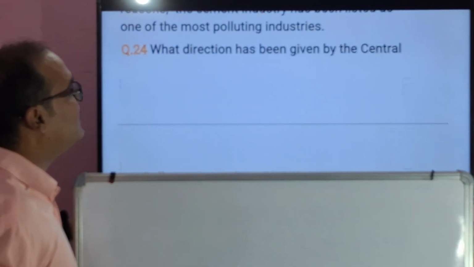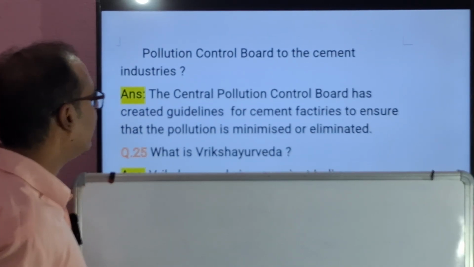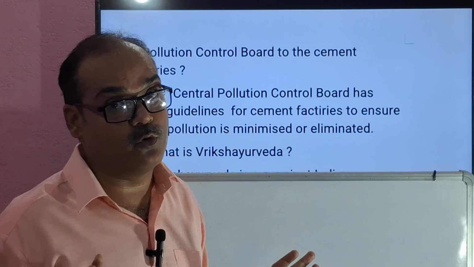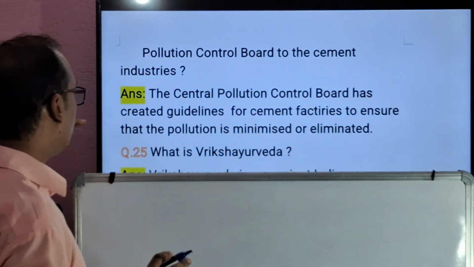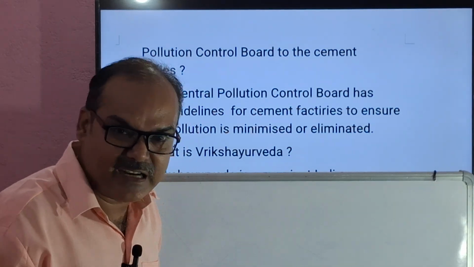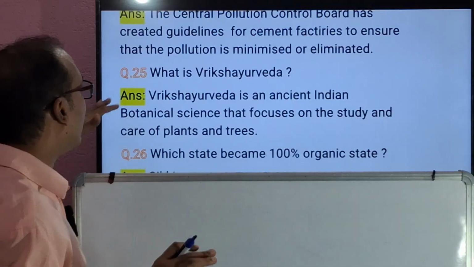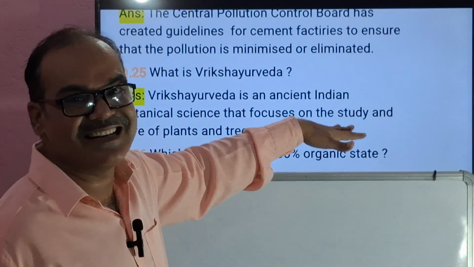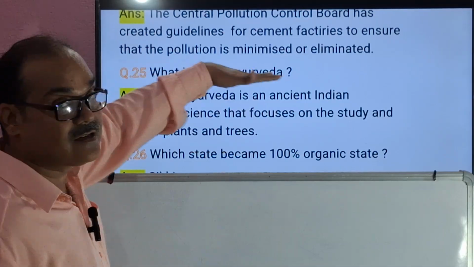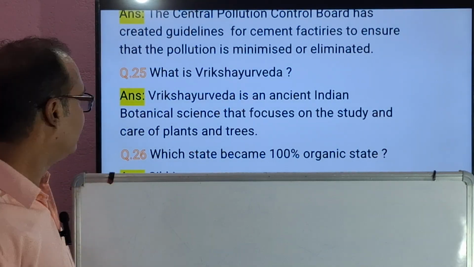What direction has been given by the Central Pollution Control Board to the cement industries? Direction has been given by the Central Pollution Control Board. What direction? See, to ensure that the pollution is minimized or eliminated, right? Now, what is Vriksh Ayurveda? Vriksh Ayurveda is an ancient Indian botanical science that focuses on the study and the care of plants and trees.